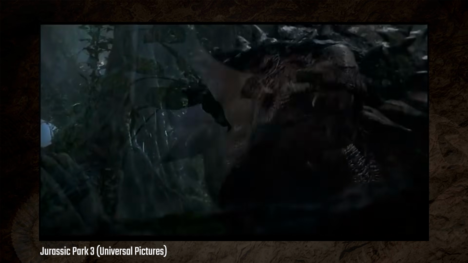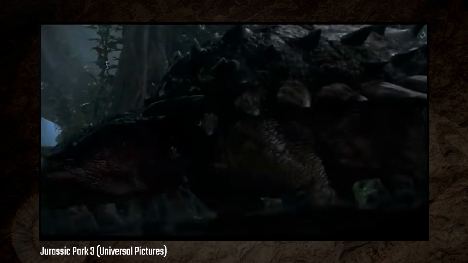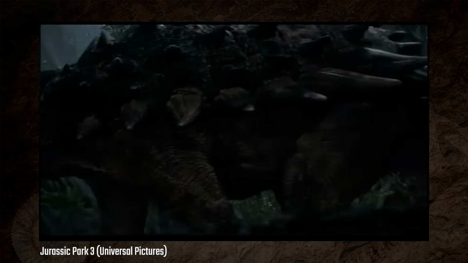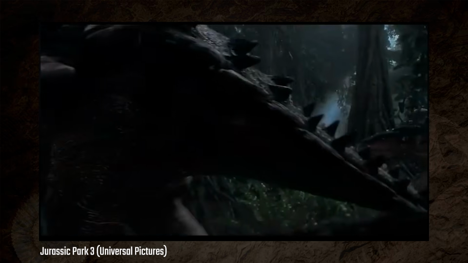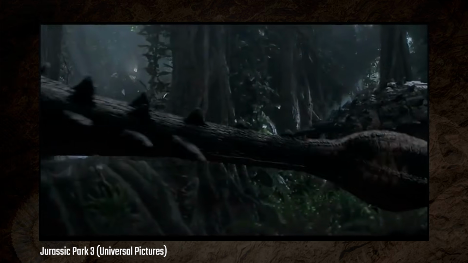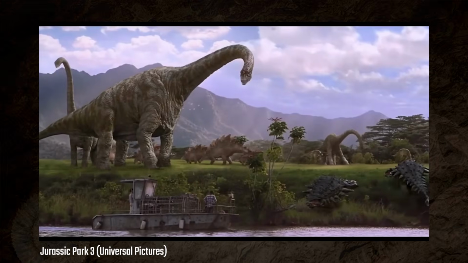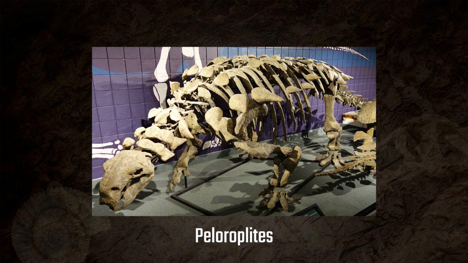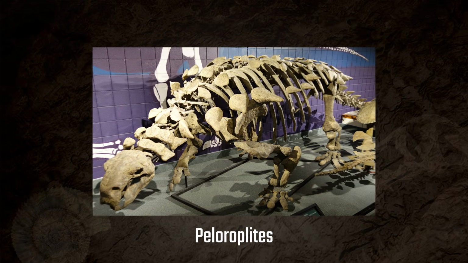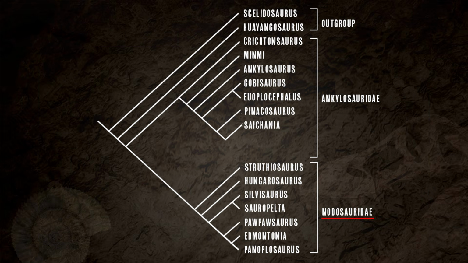Ankylosaurus appears briefly, but there's a morphological issue worth flagging. The JP3 version has prominent spikes running down its sides, which is a really persistent mistake in popular depictions of this animal. That body plan is much more typical of nodosaurids, the close relatives of Ankylosaurus.